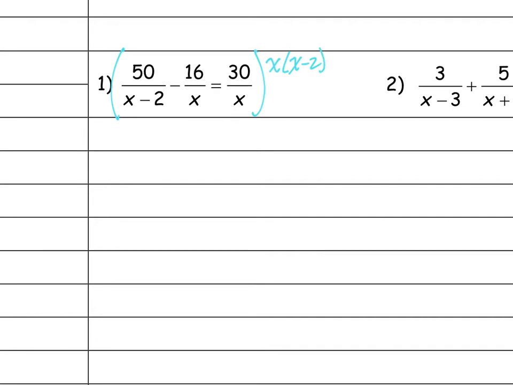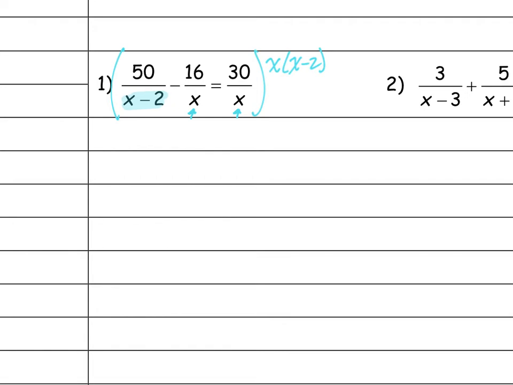Okay, so I need everything that's in this. So let me highlight this. I need everything that's in this denominator, right, which is the x minus 2. And then I'm going to look at the next denominator, and I'm going to say, what's in this denominator that I need? Well, x, right? And then I'm going to look at this one. I'm going to say, what's in this denominator that I need? Well, I already have the x, so I have everything that I need for my common denominator.